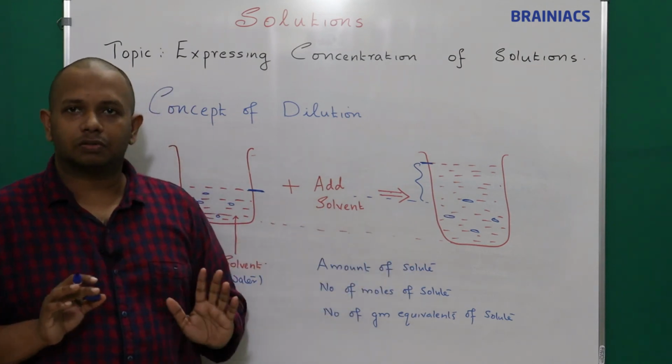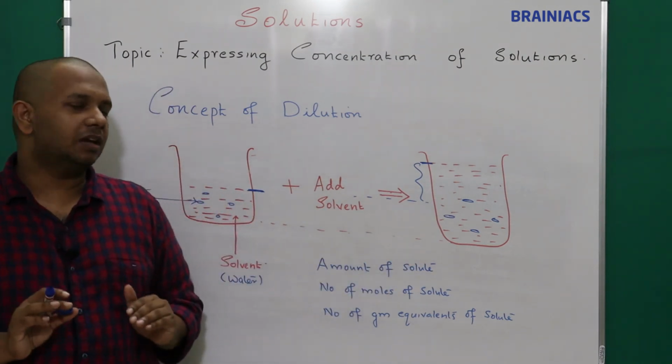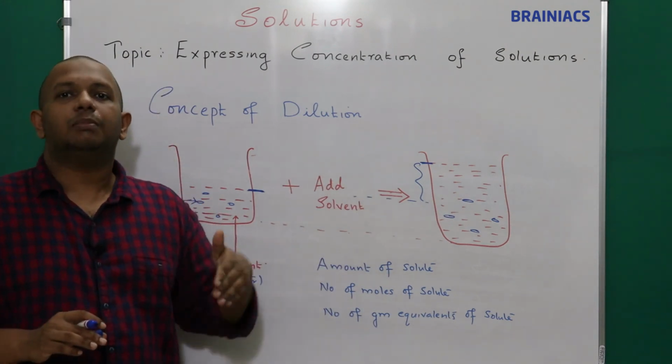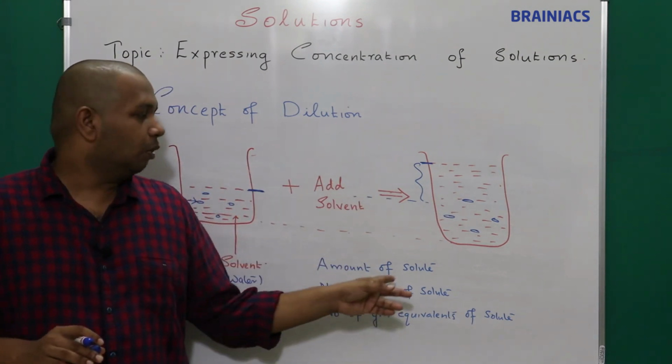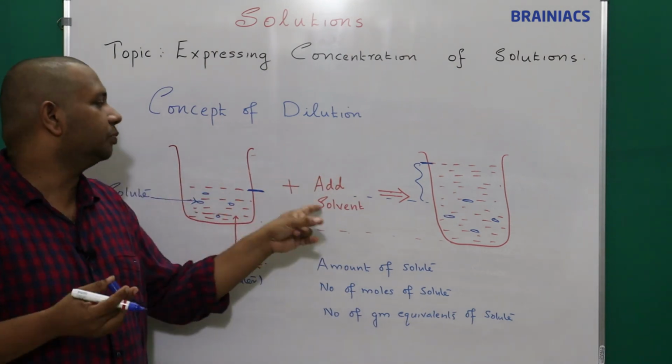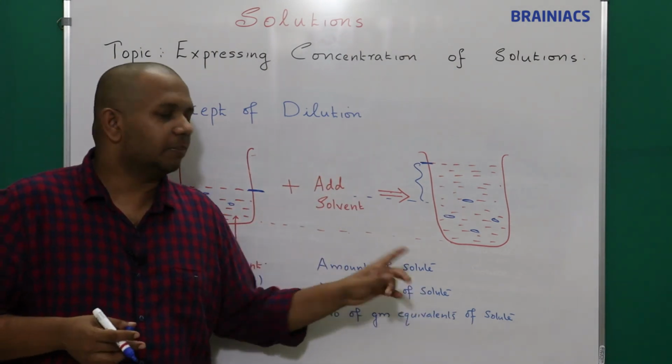That is remaining constant. So if the amount of solute is remaining constant, then I can say the number of moles of the solute remains constant. Why? Because the number of moles is nothing but weight in gram by molecular mass. That does not have any relationship with the solvent. Okay, so that should remain the same.